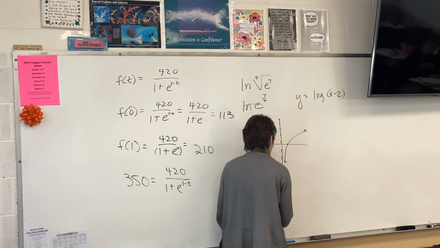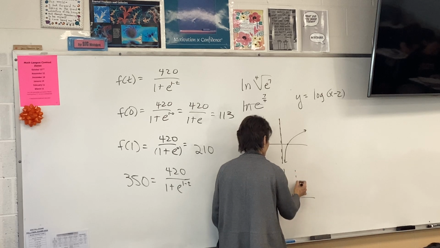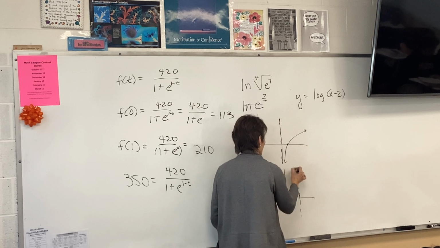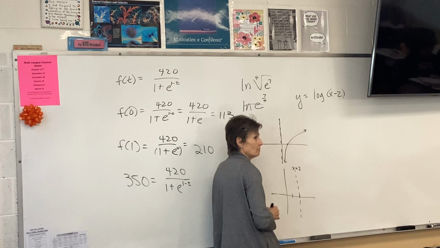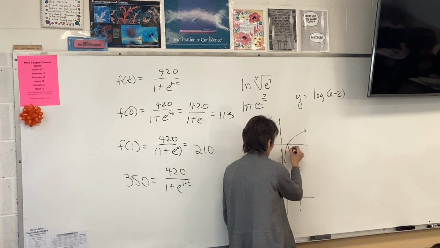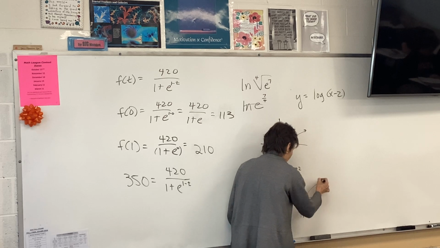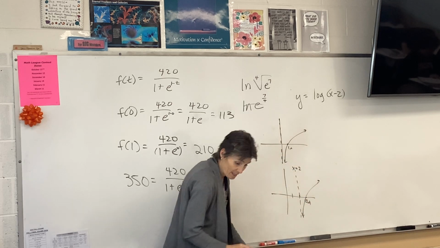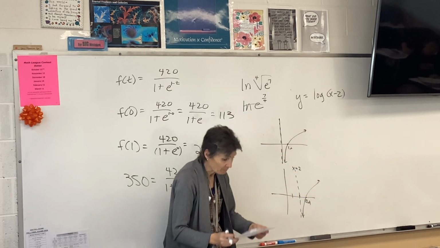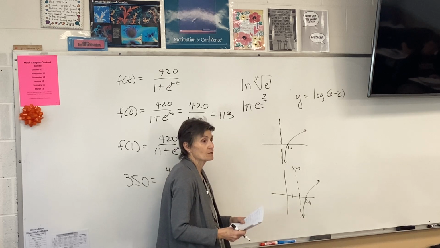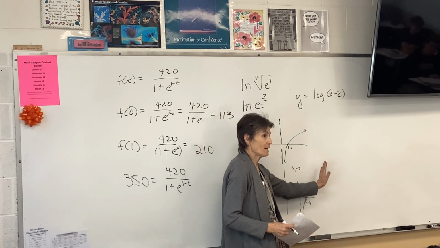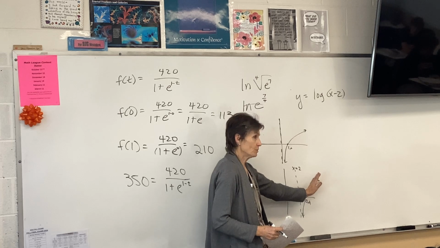So now the asymptote is going to be here. It was at 0, now it's going to be at 2. That point, which was at 1, is now going to be at 3, and it's going to have that same shape. So it's going to look like that. And I want to know the domain, range, and asymptotes. What's my domain? 2 to infinity.